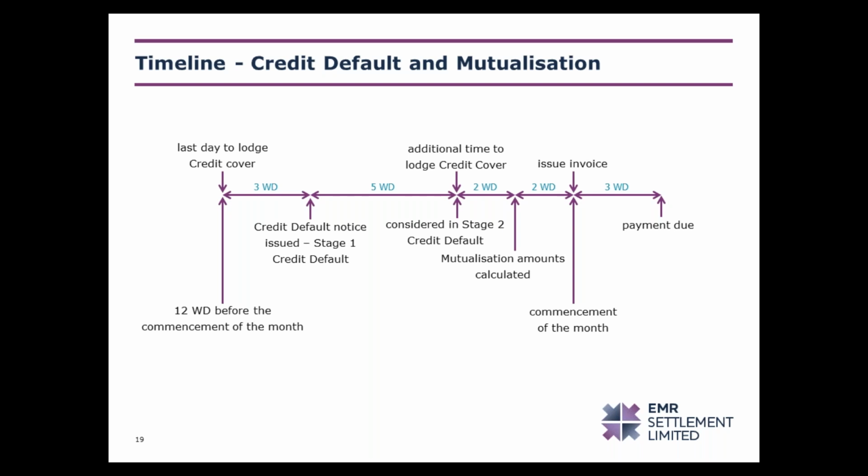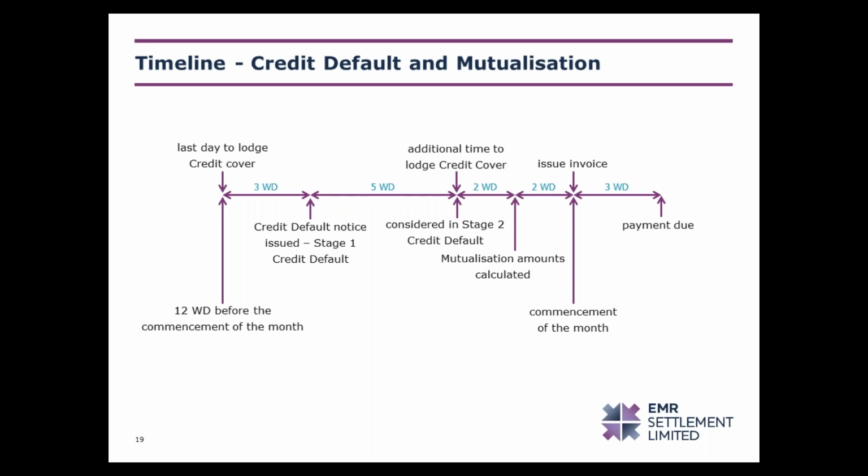So as we said previously, credit cover needs to be lodged monthly, or if you want to lodge more in advance, that's fine, but no later than 12 working days before the commencement of the relevant month. You need to have the correct amount in the correct form in place with us. So all the deadlines are in the schedule you've received already. So not lodging credit cover is a first sign a supplier may be in difficulty.